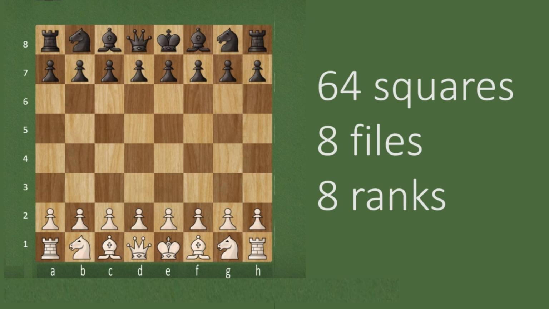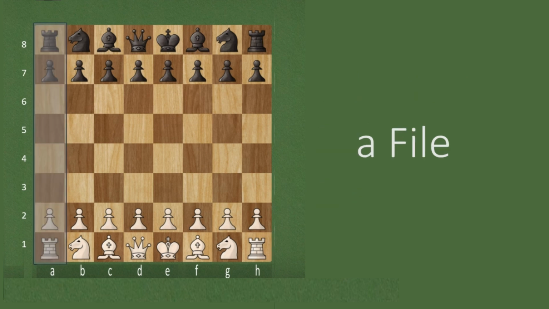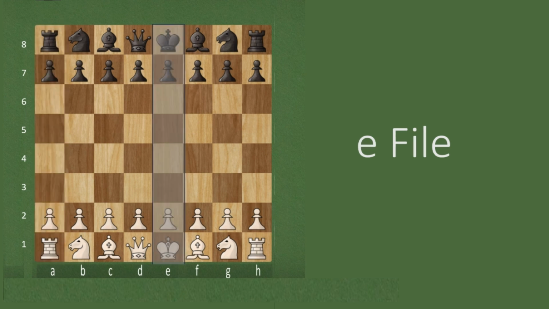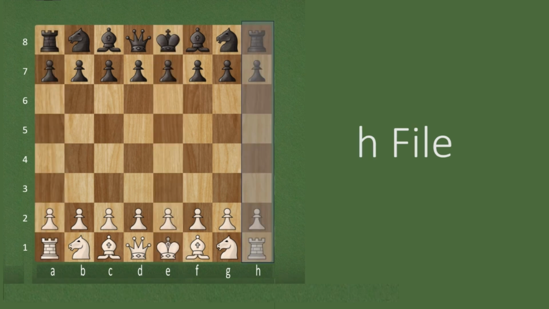There are, in fact, a number of methods of chess notation, but the most popular by far is algebraic, which you'll find on all the major chess websites. So the chessboard contains 64 squares, which are arranged in 8 vertical rows called files, and 8 horizontal rows called ranks. Each file is labeled with the letter from A to H. Here is the A file, the E file, and the H file.